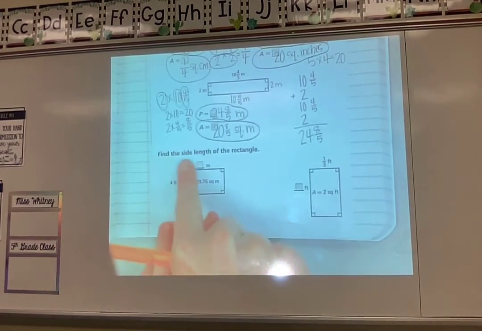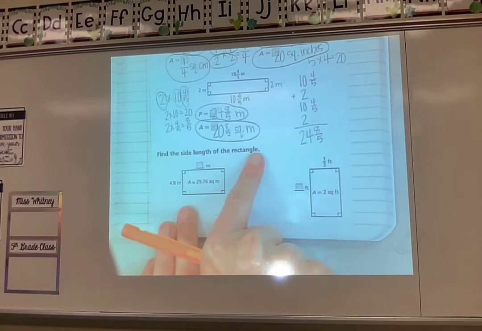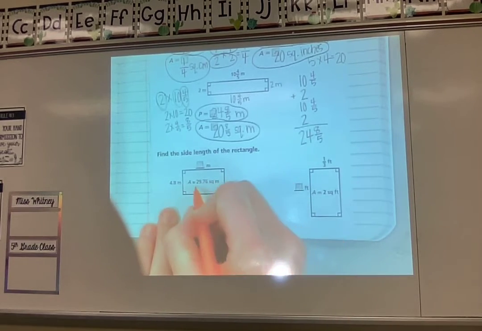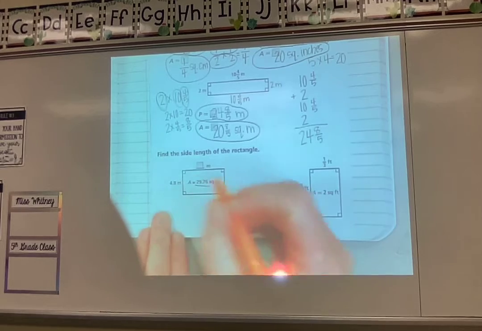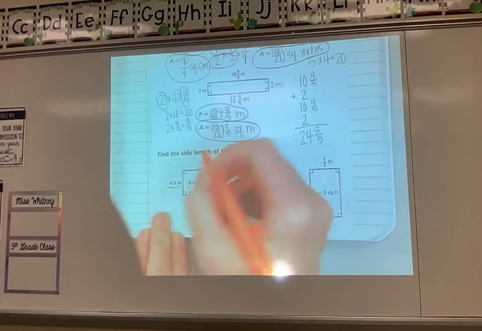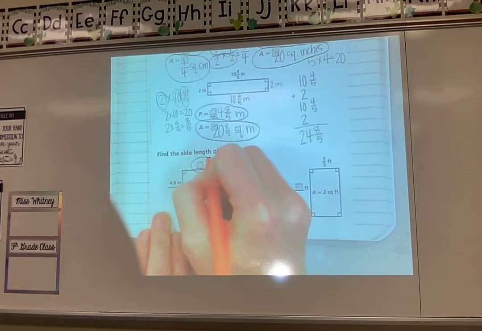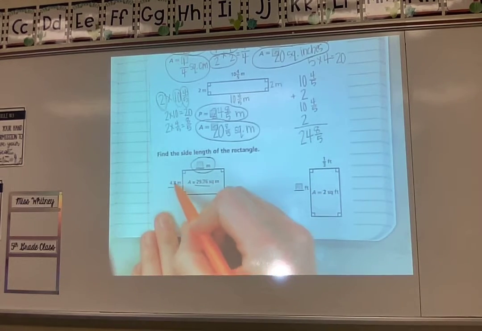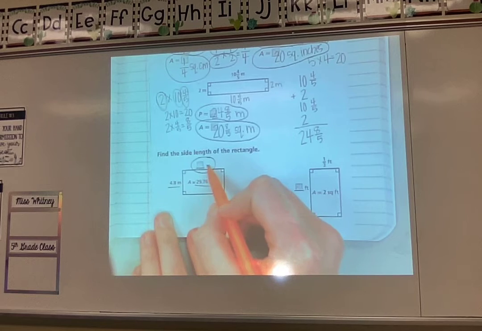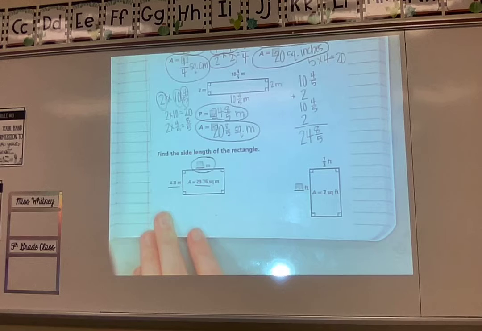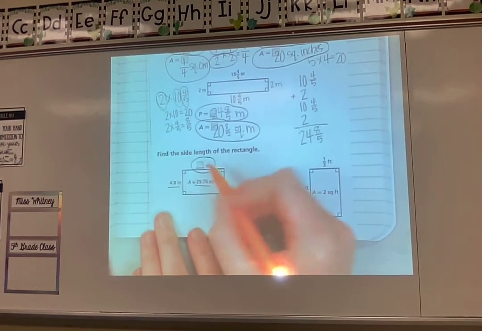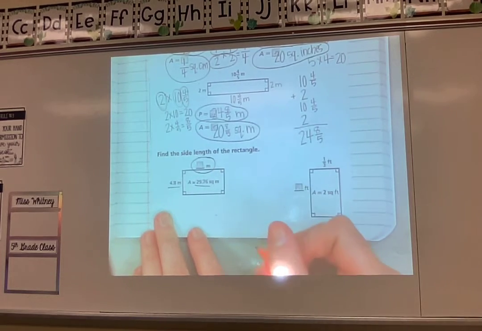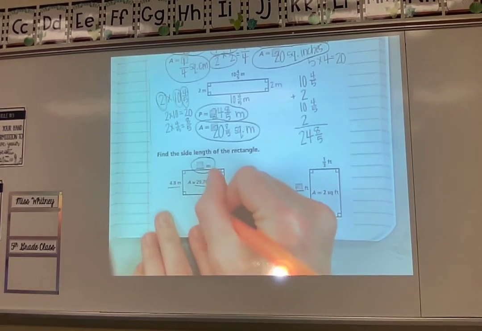It says find the side length of the rectangle. So they are giving me the area. They are giving me one side, and I have to find what this other side would equal. Now, normally I would take this side times this side to equal the area, but I kind of need to work backwards. So if we're trying to work backwards to find a side, we're going to use division because that's the opposite of multiplication.